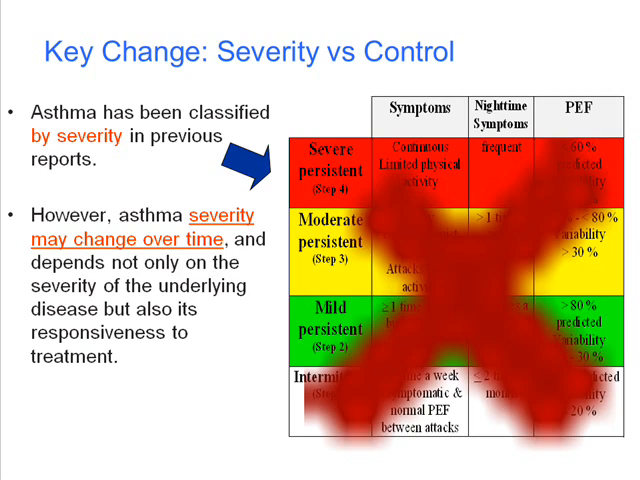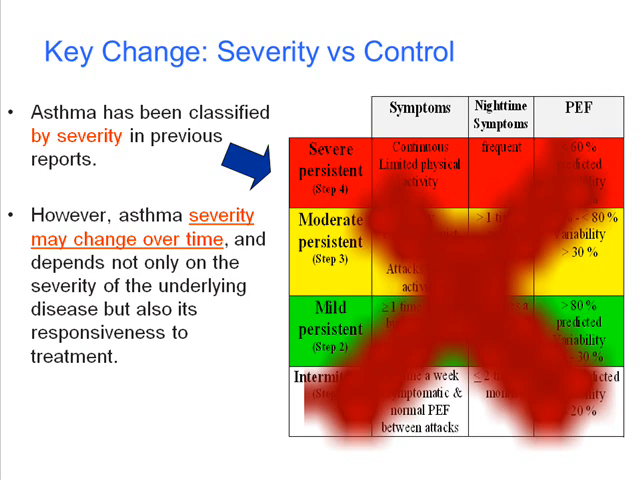One of the key changes is this paradigm shift from assessing asthma severity to assessing asthma control. In the past, as you all know, we classified asthma based on whether it's mild, moderate, or severe. And there was this table which we had to remember and classify patients, or pigeonhole them, into these classifications. But now we know that asthma severity will change over time and depends not only on the underlying control and inflammation, but also on patient compliance, trigger factors, and other aspects.